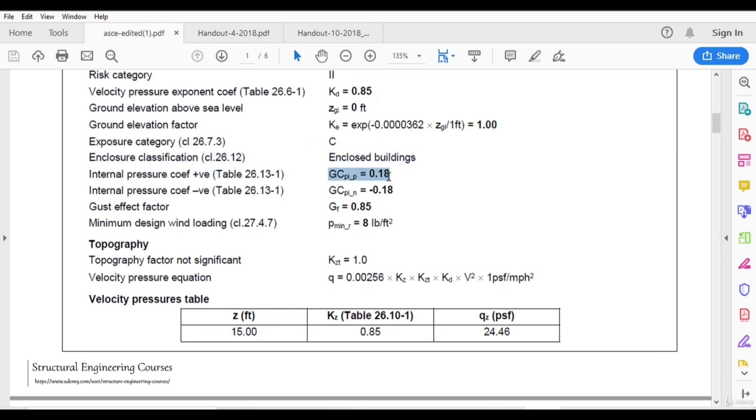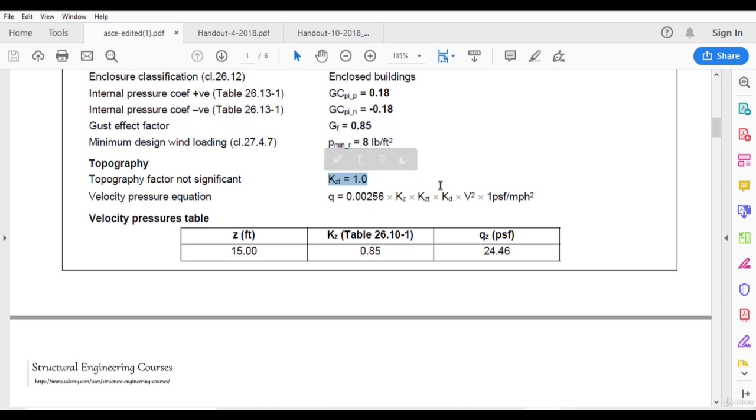So for enclosed, as I had explained, you can consider the internal pressure coefficient GCPI as plus minus 0.18. Gust effect factor GF can be taken as 0.85, and the minimum design wind loading that needs to be applied in the structure comes out to be 8 PSF, that is pound per square feet. The topography factor is not governing here, so we can take KZT also as 1.